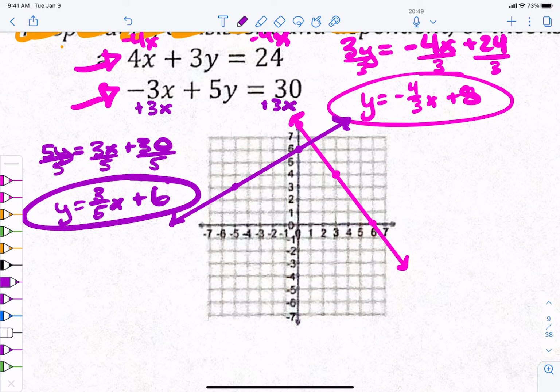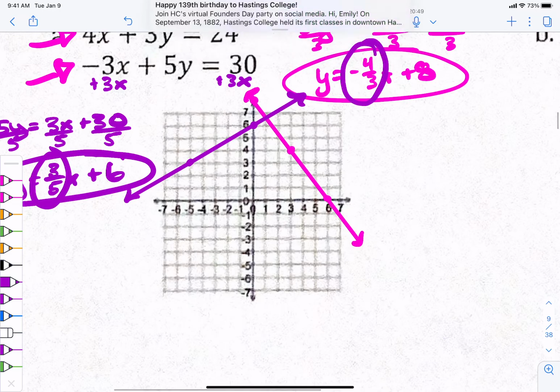Are those two perpendicular to each other? They kind of look like maybe they are, but are they? No, because look at the slopes. Negative 4 over 3 and 3 over 5. They're pretty darn close, right? Negative 4 over 3 and 3 over 4 would be perpendicular, but these are not. It kind of looks like maybe he is, but not quite.